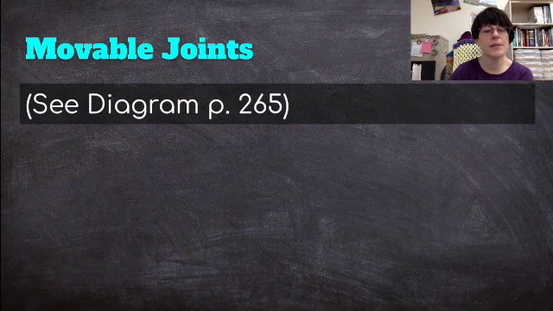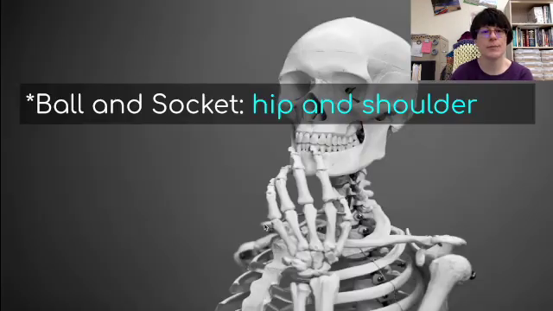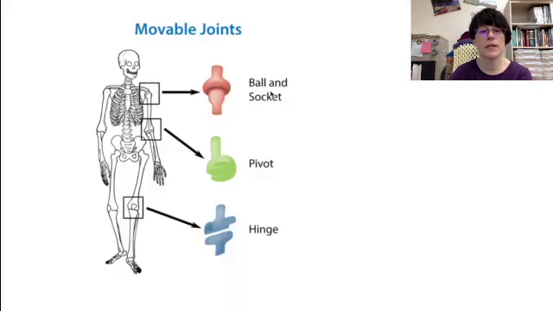Now, there are different types of movable joints, and there's a diagram in your book on page 265 that you can look at. So different types of movable joints are the ball and socket, the pivot, and the hinge. So a ball and socket joint, these are found in your hip and shoulder. And right here, this is the ball and socket. See how this is like a ball? And here is the socket that it moves in. So right here, ball and socket, just like I just showed you, a ball and a socket.